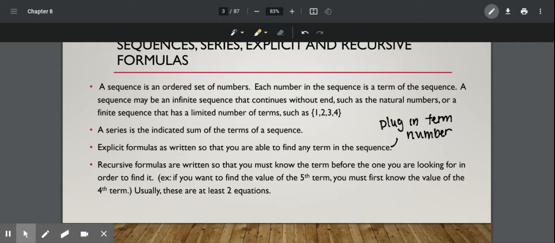The recursive formulas, you always have to know the previous term. So in a recursive formula, you're always plugging in the previous term. So recursive are a little bit more tedious because you have to always have the term before it to get the next one, where with an explicit, if you have the formula, you can find any term you want.